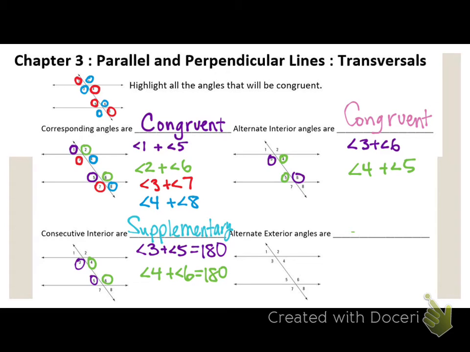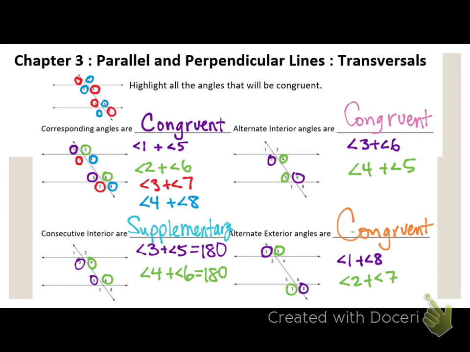And then last, alternate exterior angles are congruent. So examples of that would be 1 and 8. Then the last example, 2 and 7.